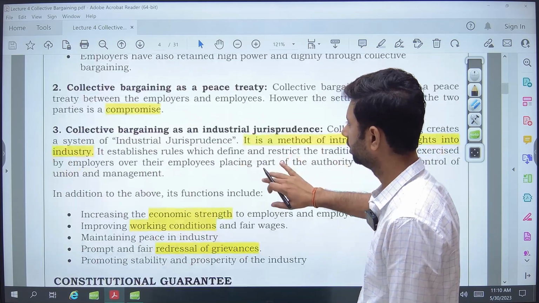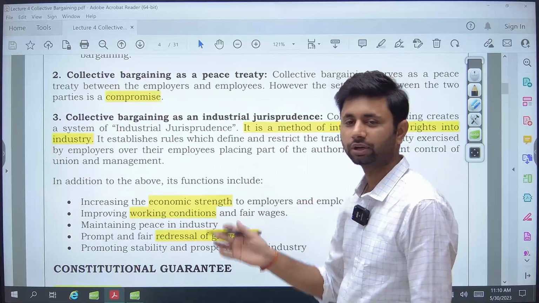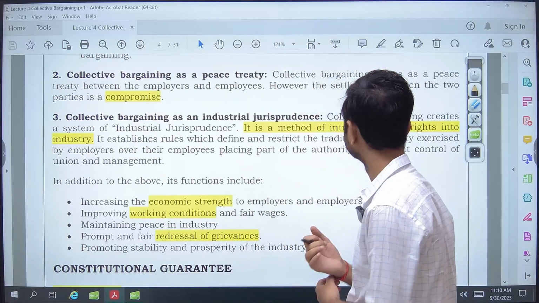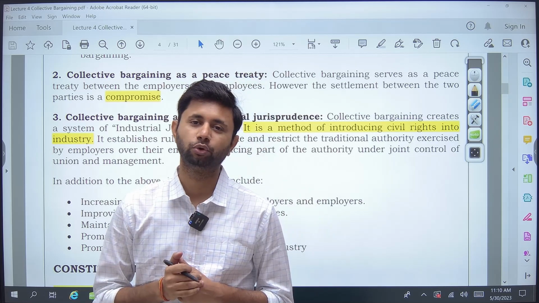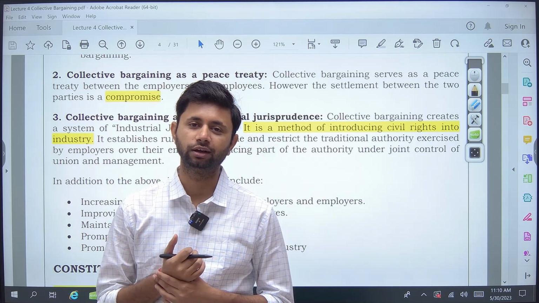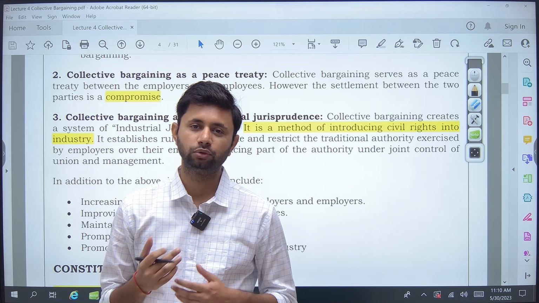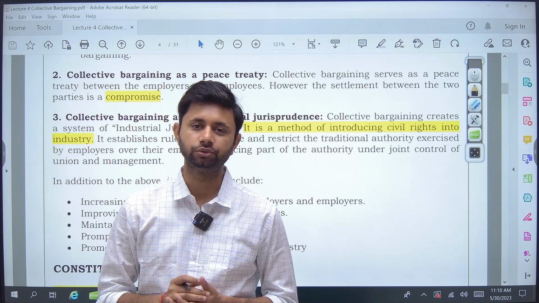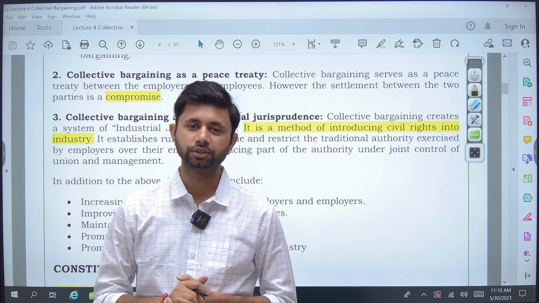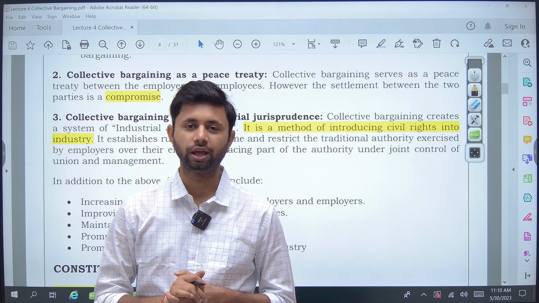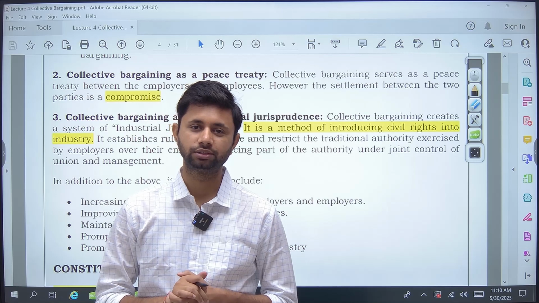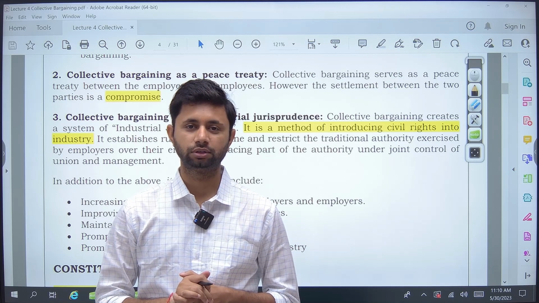Okay. Now we'll go to collective bargaining as a peace treaty. Obviously, we've discussed that if both parties agree on an agreement and both parties have discussed their issues, then obviously both parties can come to a conclusion where both parties are happy. And if both parties are happy, the industrial setting is a peaceful arena.